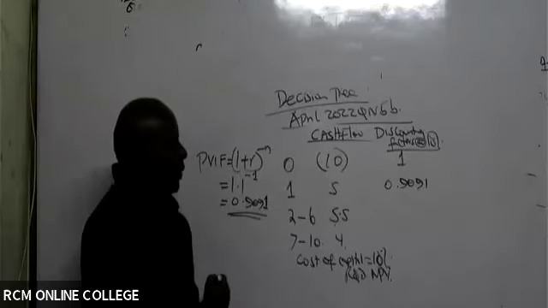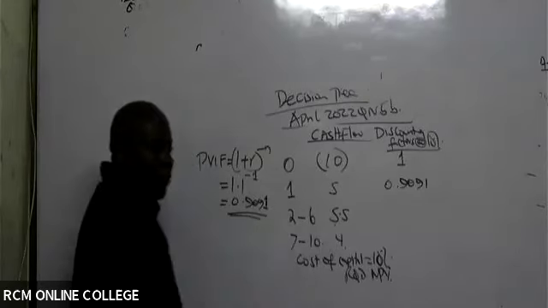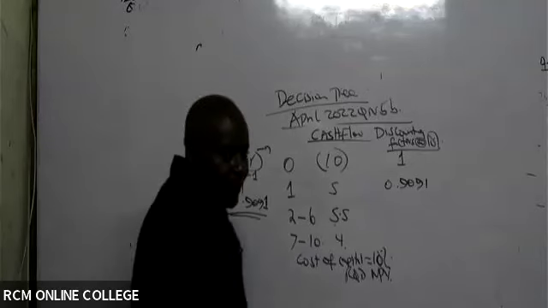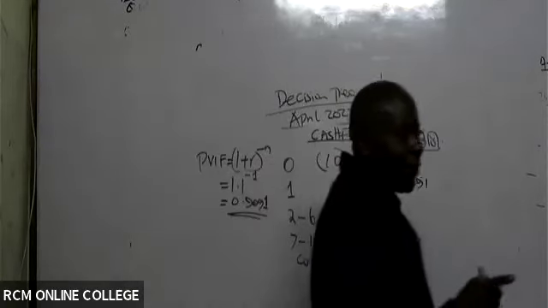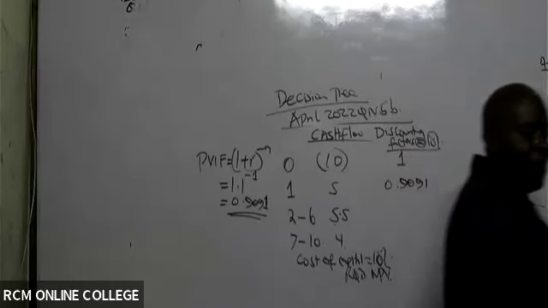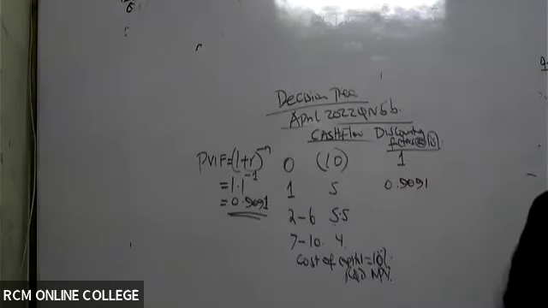But now, how about this years 2 to 6, 5.5? How do we interpret this? It will be an annuity, which is 5.5, receivable from year 2 to year 6.